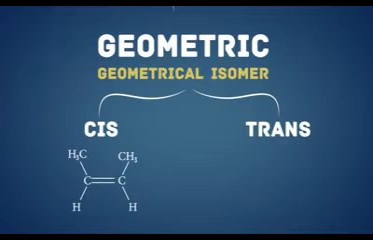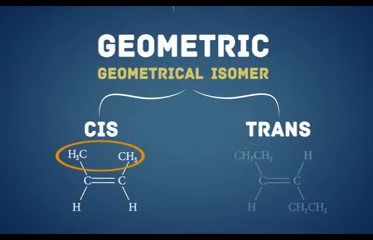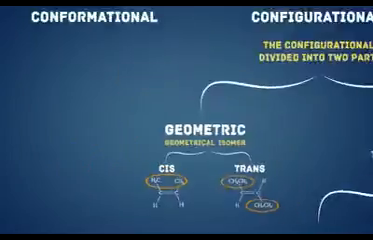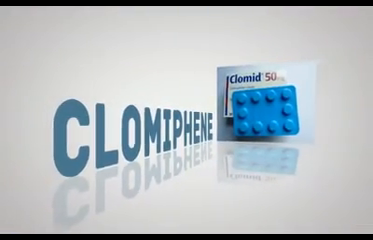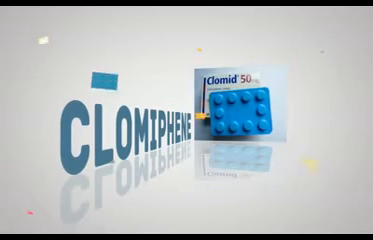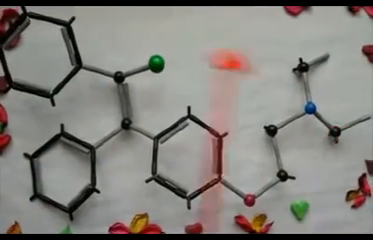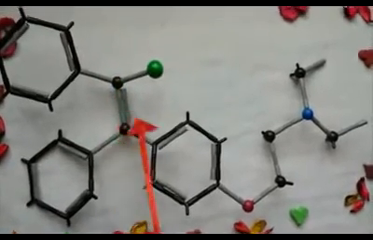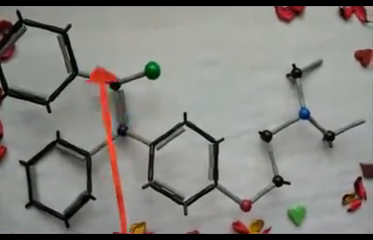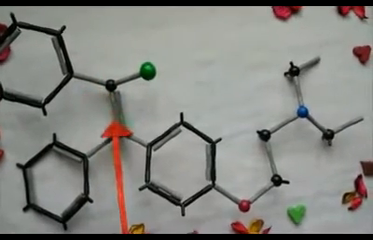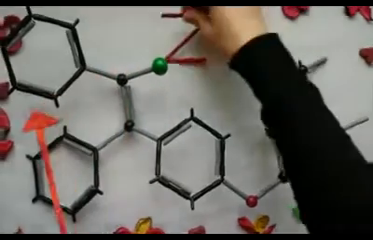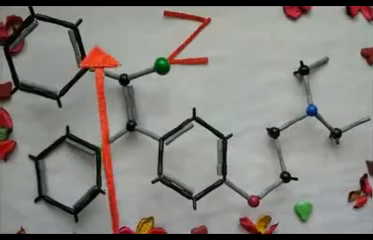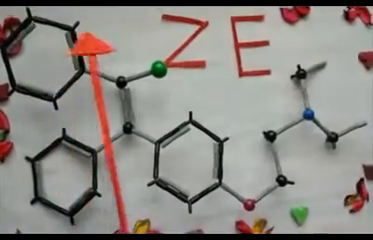Cis means that the compound has two groups on the same side. Trans means that the compound has two groups on opposite sides. For more explanation about cis and trans, we will take clomiphene. This is the structure of clomiphene, which contains geometric isomers, because we have two carbons bound to each other by a double bond, so that leads to two isomers. The first one is cis, on the same side, and the second one is trans, on the opposite side.